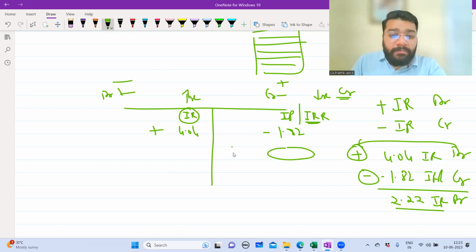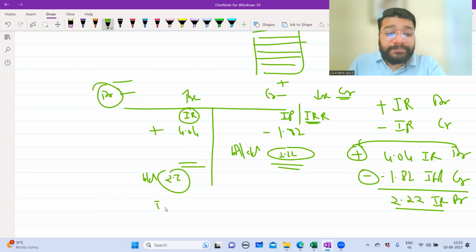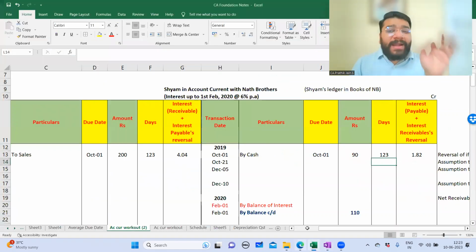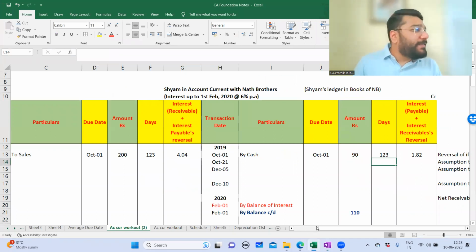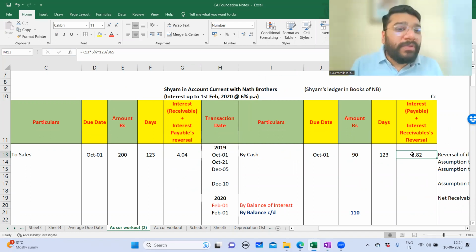How much are you getting? Balance carried down, 2.22. Where is the brought down coming? Brought down is 2.22 on the debit side, so it becomes what balance? Debit balance. Debit balance means receivable or payable? Receivable. So the format in which this account current statement is designed automatically takes care of all the calculations. I can see 4.04 on debit, 1.82 on credit, which automatically gives me a balance of 2.22. Yes or no?